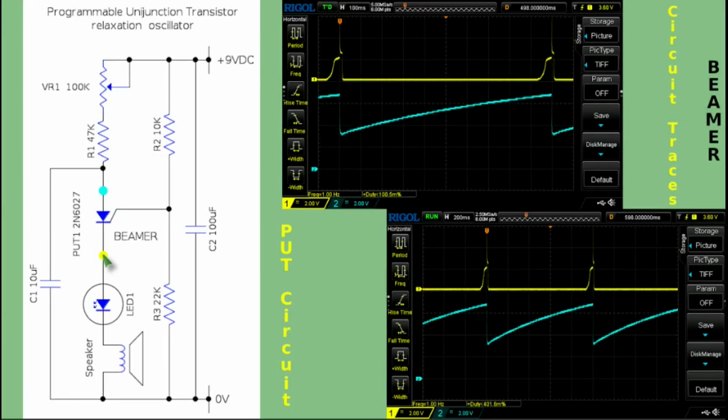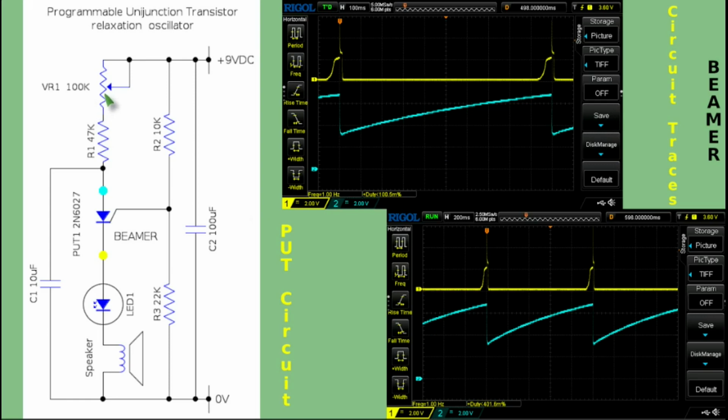Okay, before us we have the circuit diagram on the left hand side here for the programmable unijunction transistor relaxation oscillator, or thank goodness for short, PUT oscillator. And on the right hand side we have the circuit traces. This is the basic waveform, yellow being this spot here, blue being this spot here, and this is a zoomed in version of this. This is running at 200 milliseconds and that one's running at 100 milliseconds. The frequency is nigh on spot on 1 hertz, and that was adjusted by VR1.